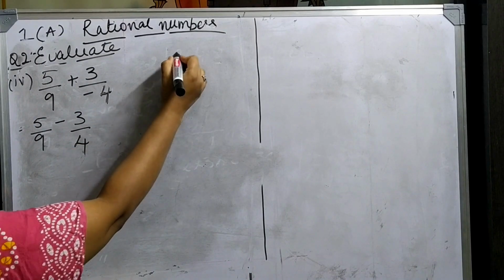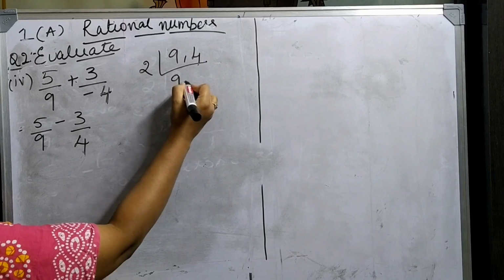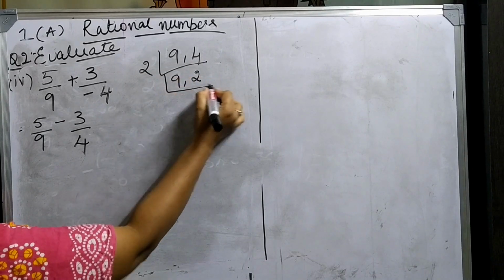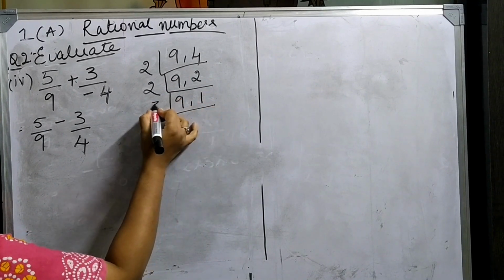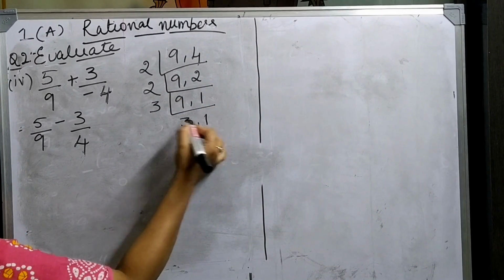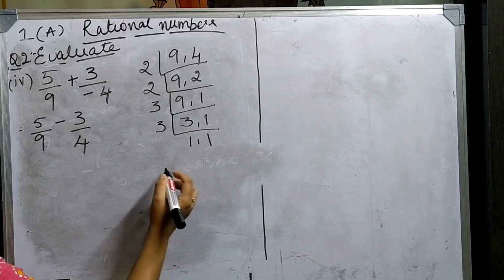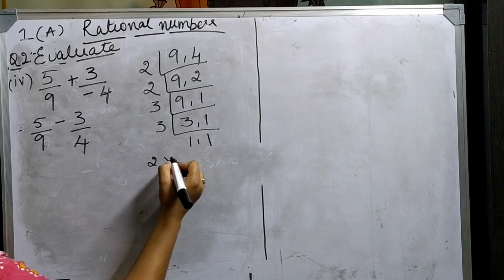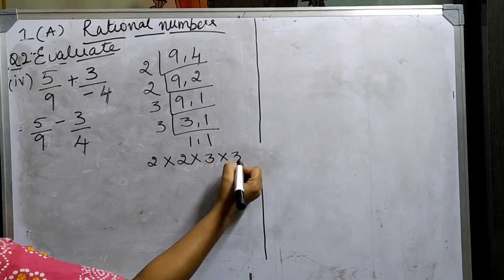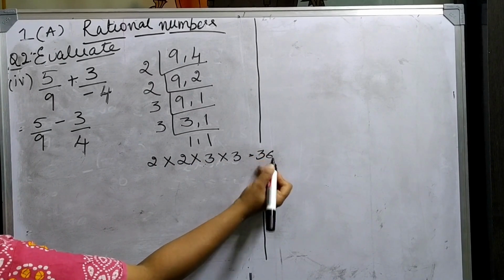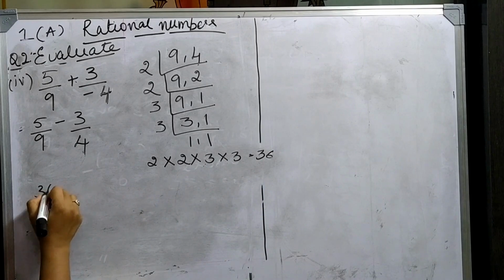So now let us take the LCM of 9 and 4. So 2 2s are 4, and again it is 2, 9, 1. Now we'll go with 3, 3s are 9, 1, and again with 3 it is 3 1s are. So the LCM is 2 into 2 into 3 into 3, which is equal to 36. So 36 is the LCM.